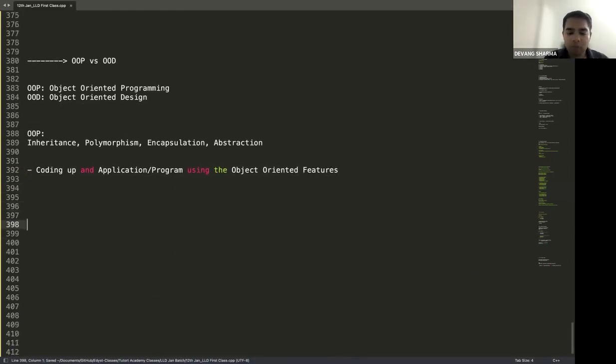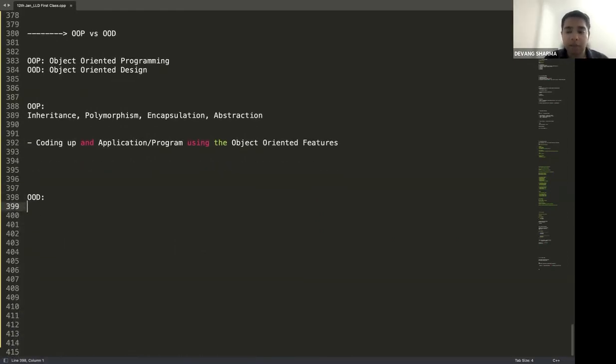Okay. What is object-oriented design? Let's try to understand that. Object-oriented design means we model a real-world problem using object-oriented design techniques, which includes SOLID, DRY, keep it simple and short, etc., etc.